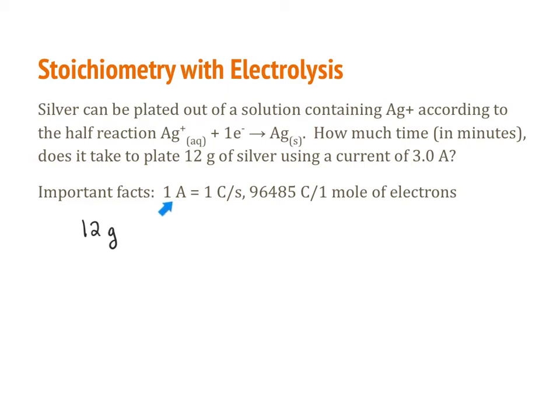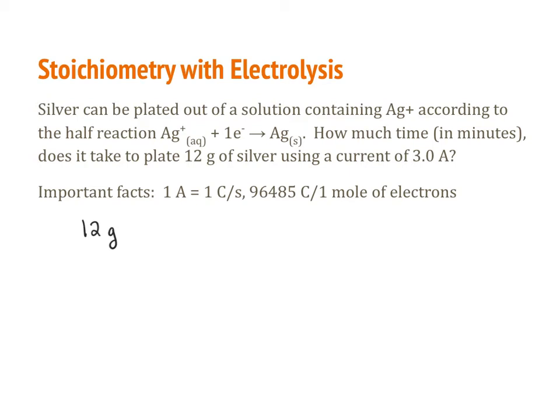1 ampere, or 1 amp of current, is defined as 1 coulomb moving through the wire every second. And also, 96,485 coulombs are equal to 1 mole worth of electrons. That's the charge of 1 mole of electrons.